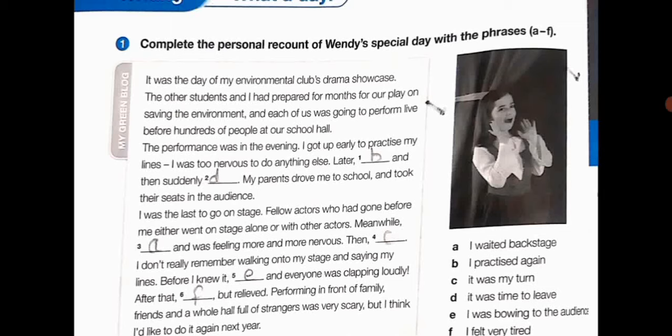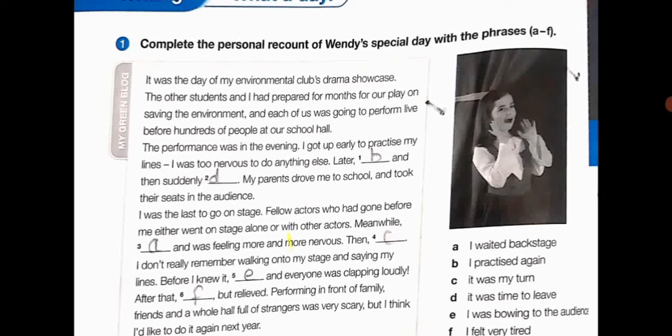All right, it was the day of my environmental club's drama showcase. The other students and I had prepared for months for our play on saving the environment, and each of us was using the chance to perform live before hundreds of people at our school hall. The performance was in the evening. I got up early to practice my lines. I was too nervous to do anything else.